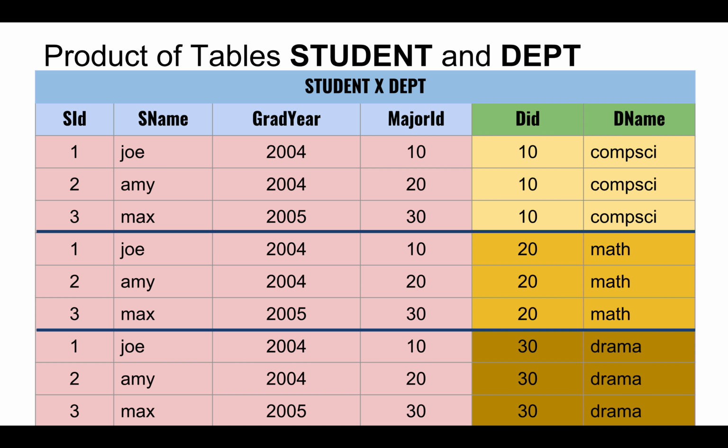Notice that some of these combinations absolutely make no sense, right? Notice that the first one makes sense. We have Joe actually enrolled in major ID 10, right? So when you combine it with computer science, which is major ID 10, it makes sense. But the fact that Amy is matched with computer science, that combination makes no sense, right? The third one either, right? So only 3 of these make sense, only where the major IDs match. That's where the select comes in.